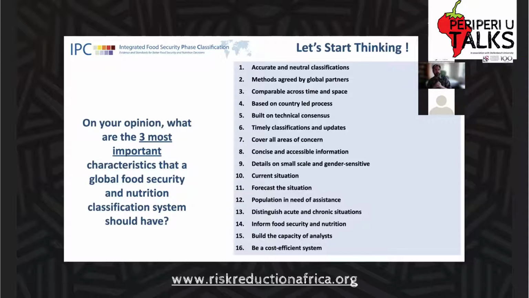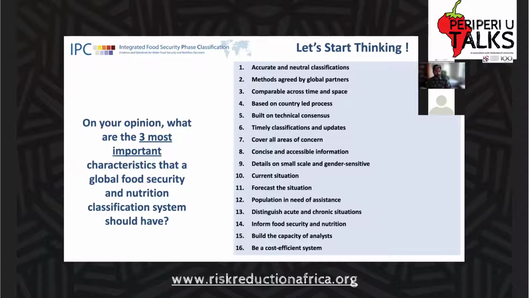But I've made some suggestions as to what you'd want to know when you are determining this food security situation, which is the accuracy. You'd want to have a method which was agreed to. You'd want to be able to compare location A with location B. Is it better or worse than somewhere else? You'd want to have it owned and operated by the country. You'd need some technical rigor.